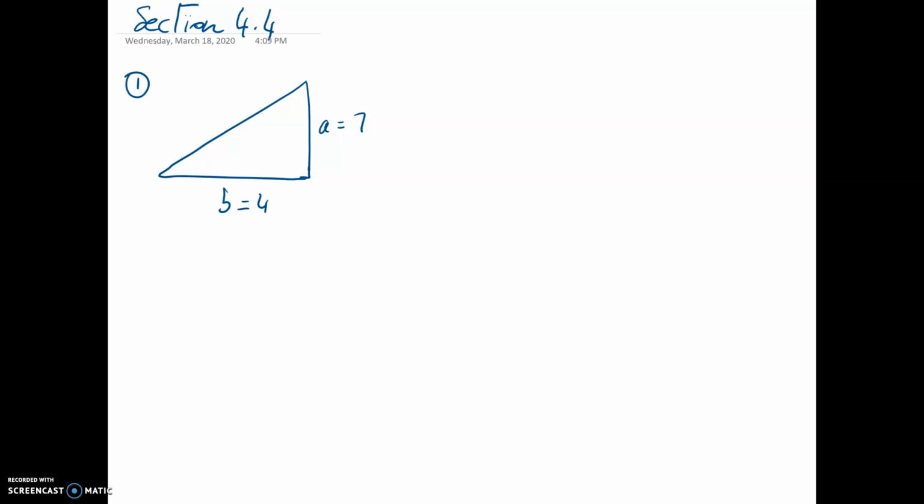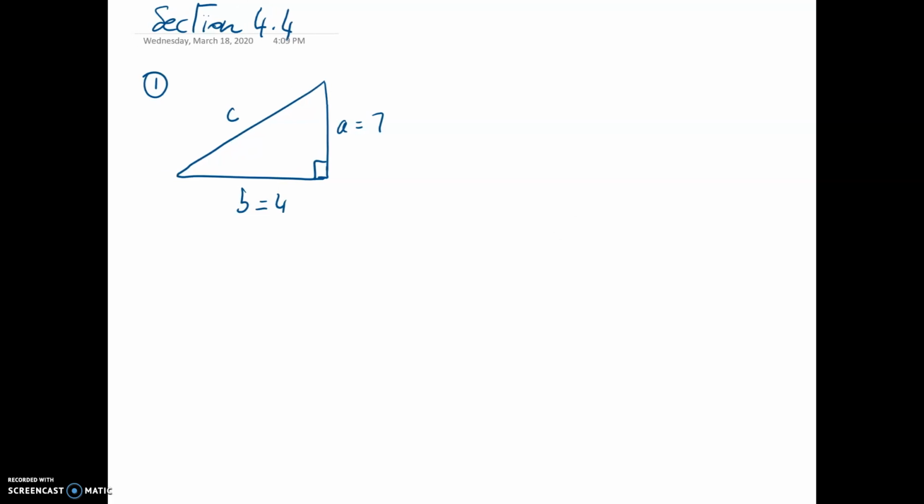All right, guys, so in this section 4.4, which is on trigonometric functions, in problem number one, we use example number two and switch the values for A and B. So the first thing you want to do is consider the right triangle. Because you have this right triangle, we need to find the hypotenuse. How do we find the hypotenuse? We find the hypotenuse by using the Pythagorean theorem.